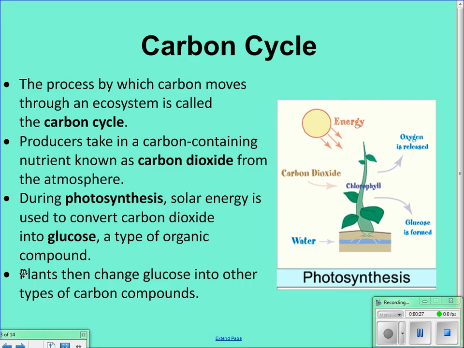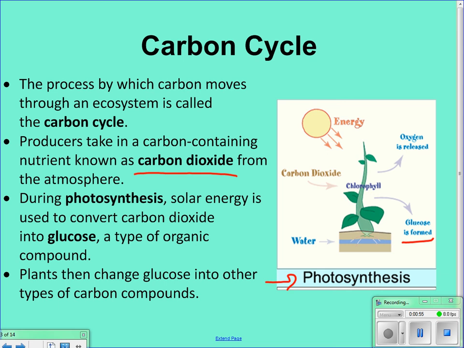So we're going to be looking at three different biogeochemical cycles in this podcast. We're going to start with the carbon cycle. The carbon cycle traces the nutrient carbon and how it moves through an ecosystem. So producers take in carbon from a carbon-containing compound called carbon dioxide. And carbon dioxide is turned into glucose in a process called photosynthesis.